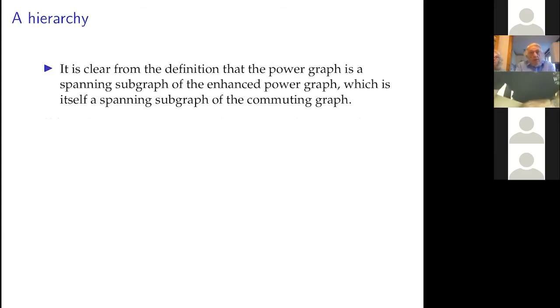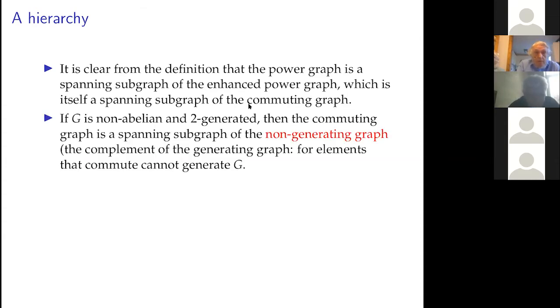So to come back to this statement that each of these graphs is contained in the next. The power graph, as I said, is a spanning subgraph. That means it uses all the vertices and some of the edges of the enhanced power graph. That is itself a spanning subgraph of the commuting graph. And if G is non-abelian and 2-generated, then the commuting graph is a spanning subgraph of the non-generating graph, the complement of the generating graph.